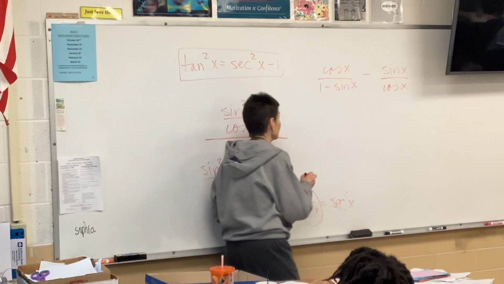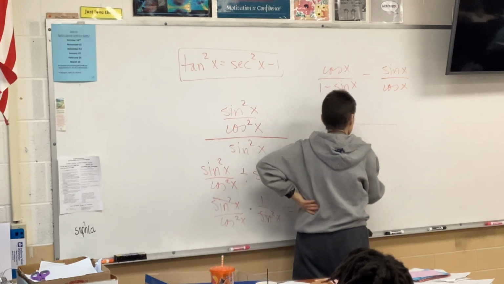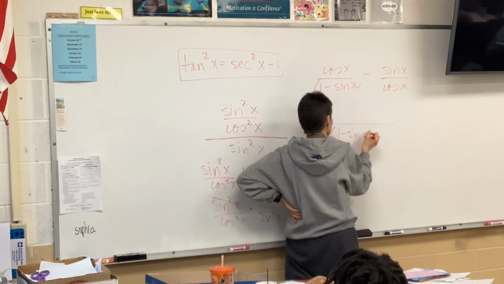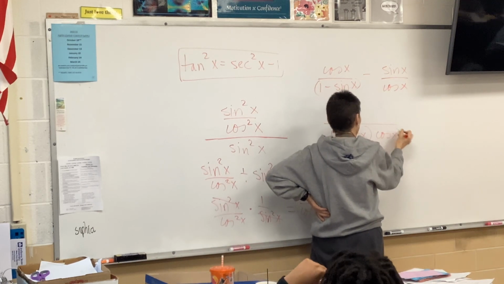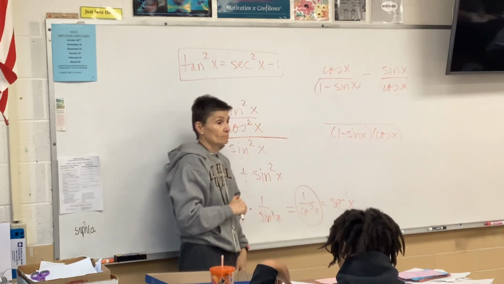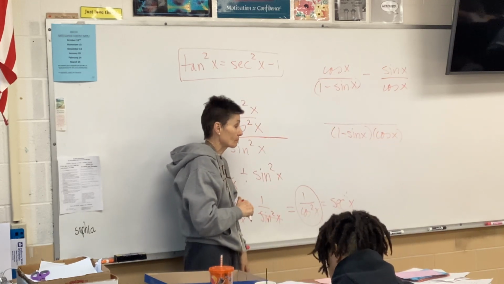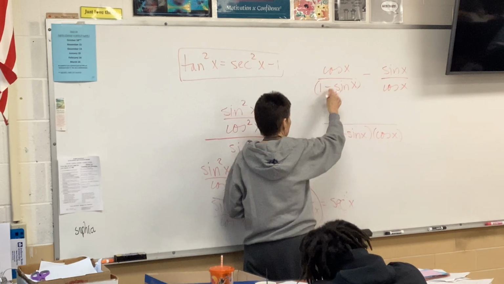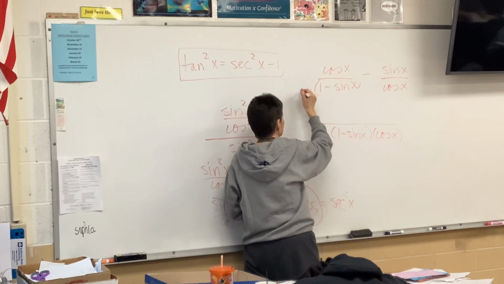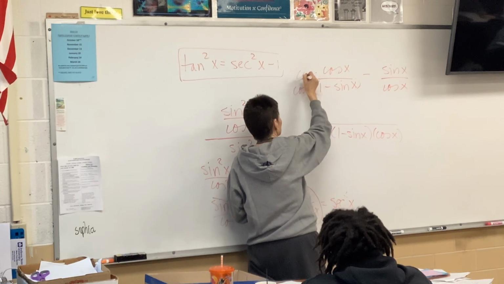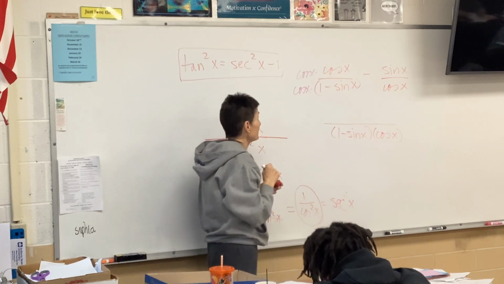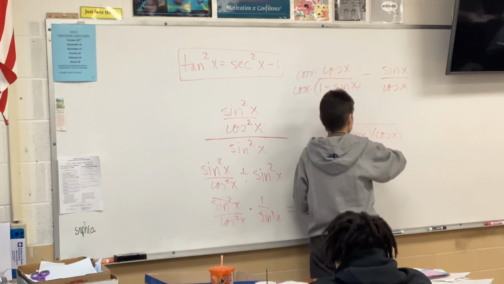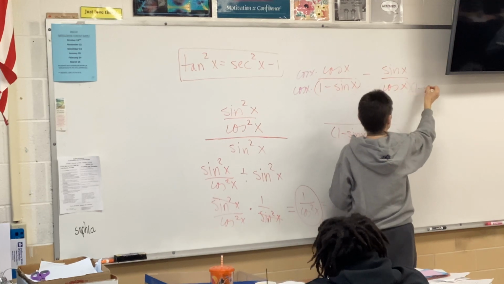Get a common denominator. My common denominator will have to be 1 minus sine and cosine, right? I need both parts for my common denominator. So this piece, right here, needs a cosine. And of course, if I put 1 on the bottom, I need to put 1 on the top. And this piece needs the 1 minus sine.